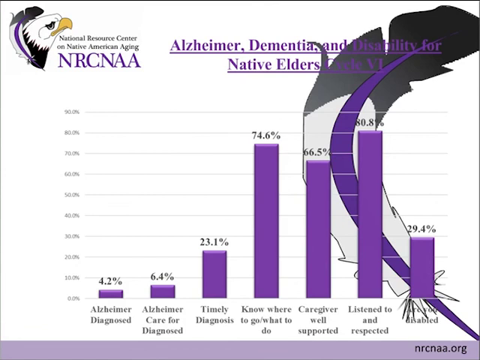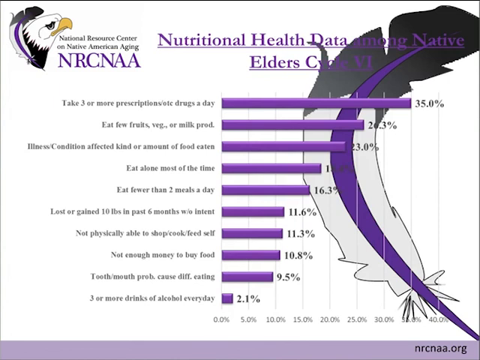Also, here's another section. This is another bar graph, just set up differently, on nutritional health data for Cycle 6. We can see here 35% of our Native elders take 3 or more prescription or OTC drugs a day. 23% have an illness or condition that affected the kind or amount of food they were able to eat. So this is good data for us to use in maybe securing resources or funding to help address some of these issues with nutritional health for our Native elders.